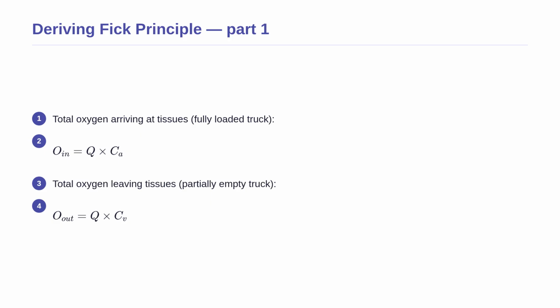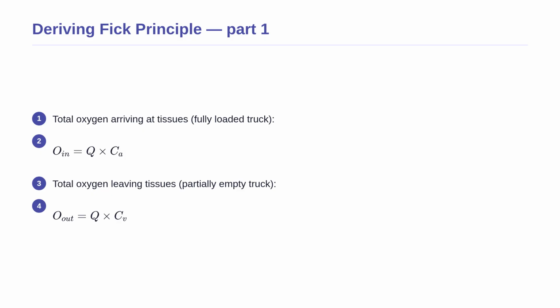Now that we have used the Fick principle, let us understand exactly where it comes from. The mathematics here perfectly mirror our earlier delivery truck analogy. Think about the total amount of oxygen arriving at the tissues. It is simply the blood flow, Q, multiplied by the oxygen concentration in the arteries, Ca. This is the fully loaded truck arriving at the house.